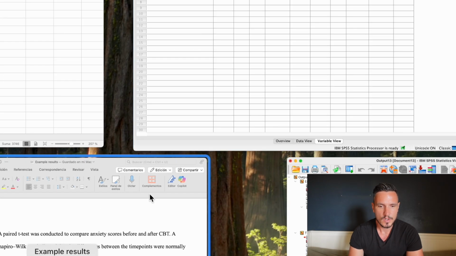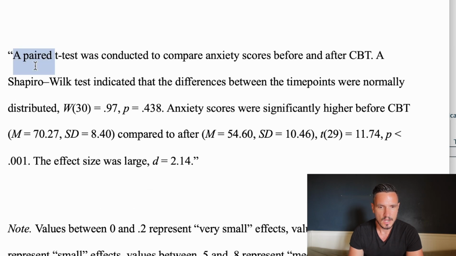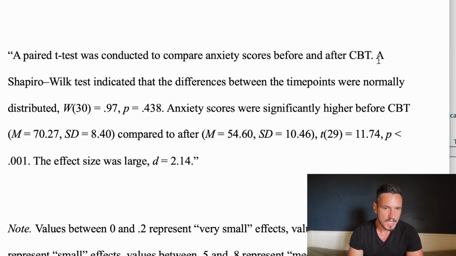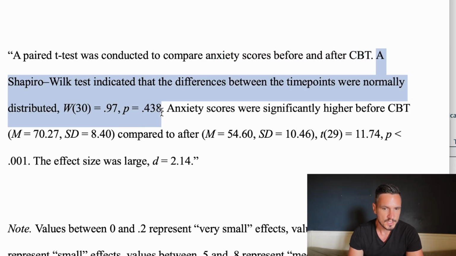So we can go to this sentence here, and we can see that we've said that a paired t-test was conducted to compare anxiety scores before and after CBT. So we've just said why we did the test. And then we've said a Shapiro-Wilk test indicated that the differences between the time points were normally distributed, and then we've inserted these stats here.